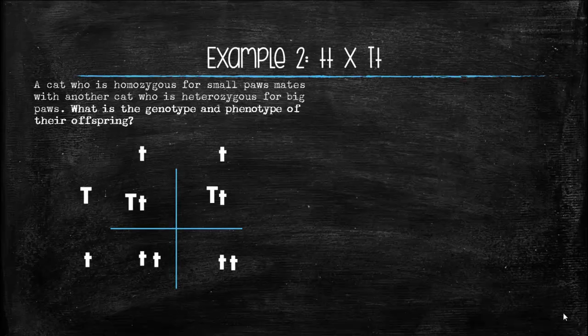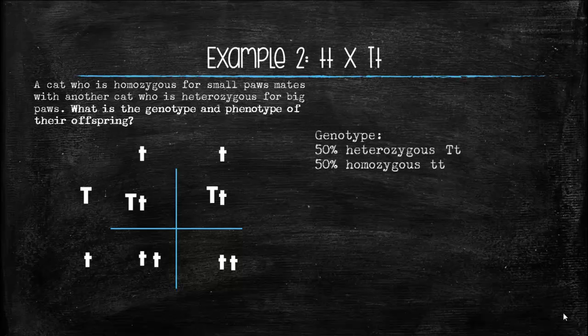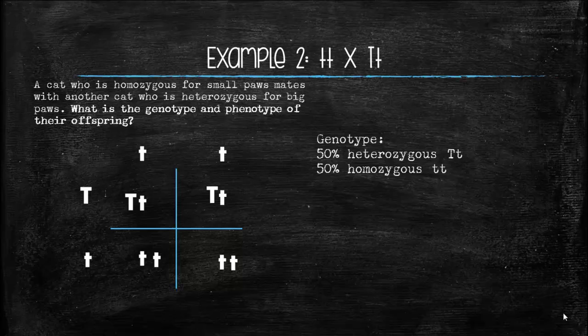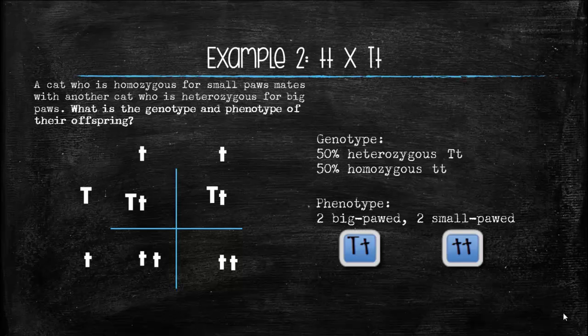As you can see, I distributed the genotypes of the parents on the top and the left side of the square. I also distributed the alleles of each of the parents accordingly, like what I have taught you in the previous example. The genotype will be 50% heterozygous Tt, since there are two heterozygous Tt in the square, and each of the boxes represent 25%, and 50% homozygous tt, since there are also 2 homozygous recessive tt in the square. The phenotype will be 2 big paws and 2 small paws.